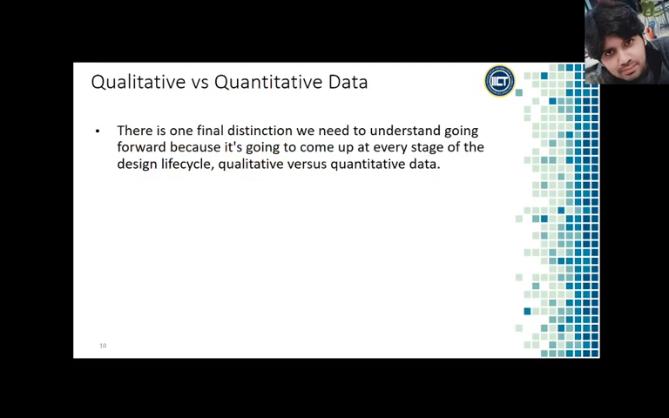Now let's discuss qualitative and quantitative data. There is one final distinction we need to understand going forward because it's going to come up at every stage of the design lifecycle: qualitative versus quantitative data.